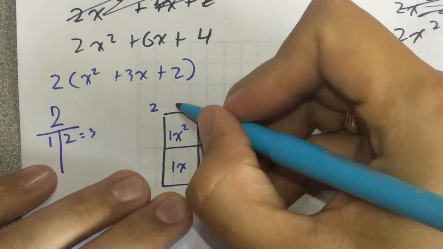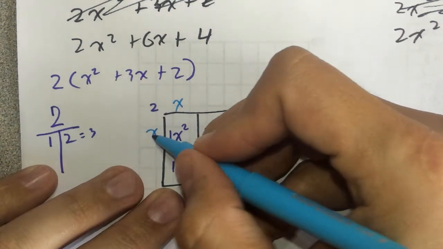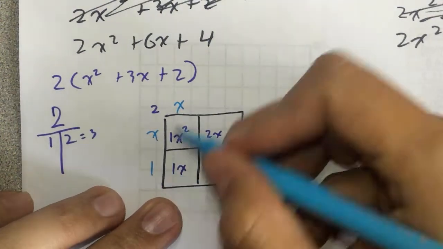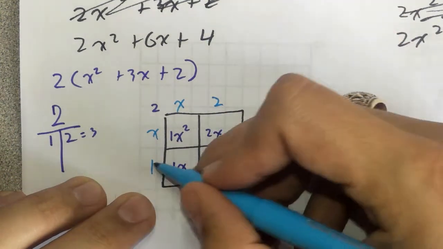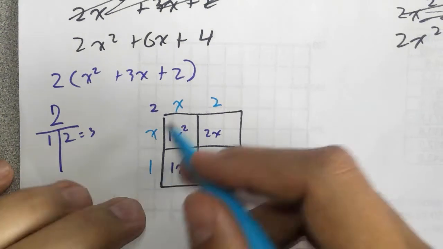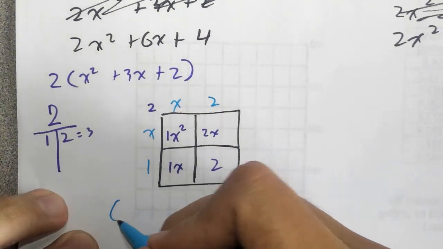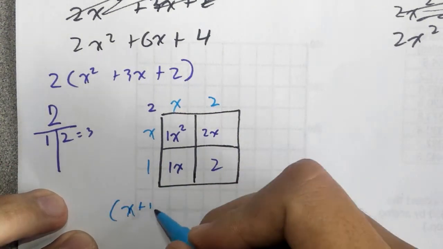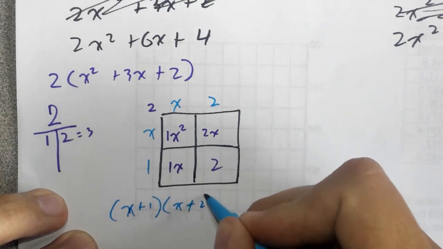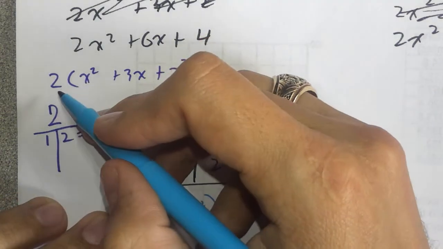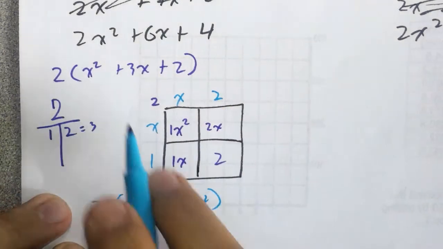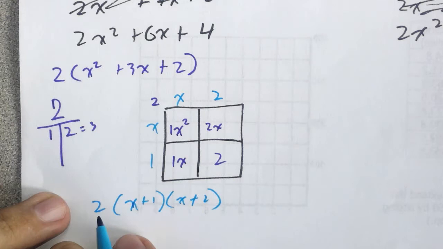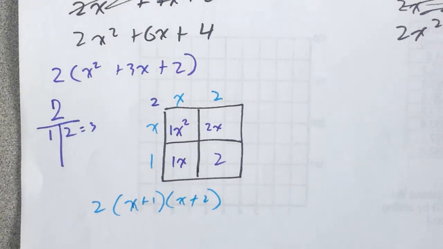The greatest common factor here: we have x times x squared, x times 1 is 1x, this needs to be 2, that means 2 times 2 is 2. So those are my 2 different factors. We end up with x plus 1 times x plus 2, and the only thing we need to do at the end is add this 2 at the beginning. So when we have this greatest common factor, we end up with 3 different factors.